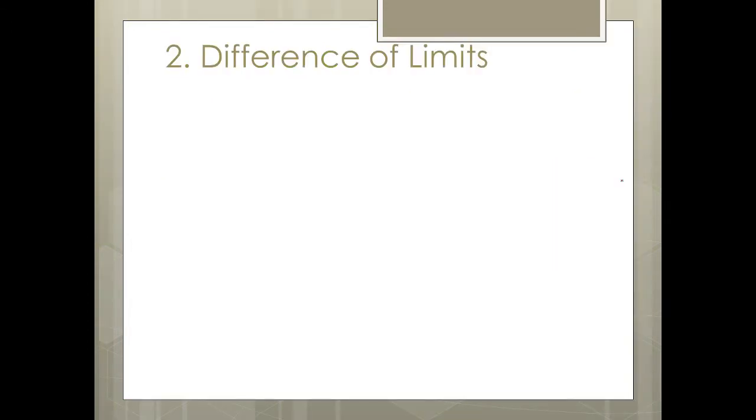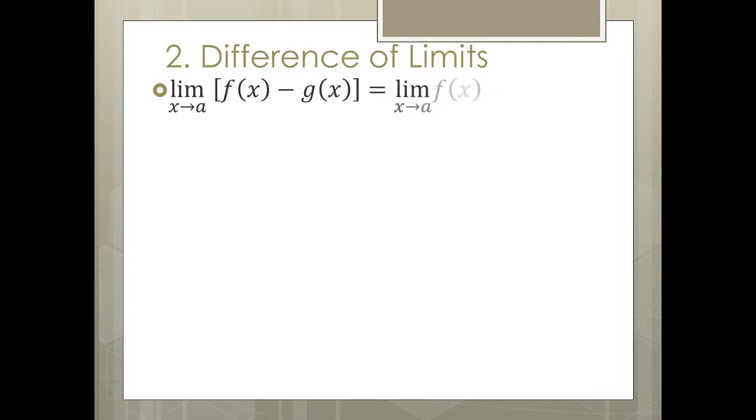Next, if the sum of limits is true, then the difference of limits is also true. It goes hand in hand. So if I have the limit of f of x minus g of x, then that is the same as saying the limit of f of x as x goes to a minus the limit of g of x as x goes to a.